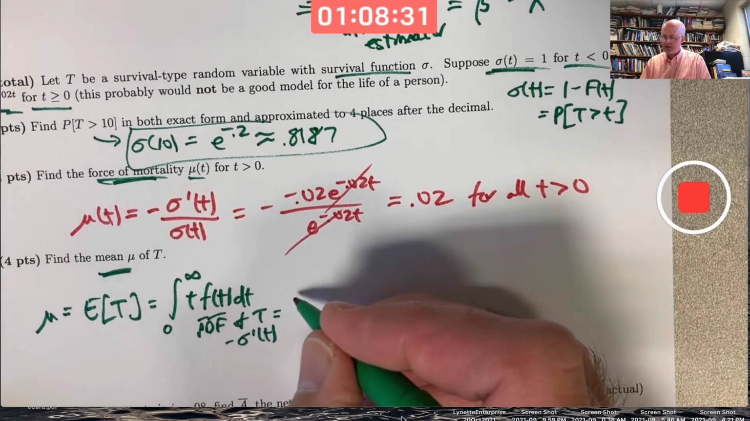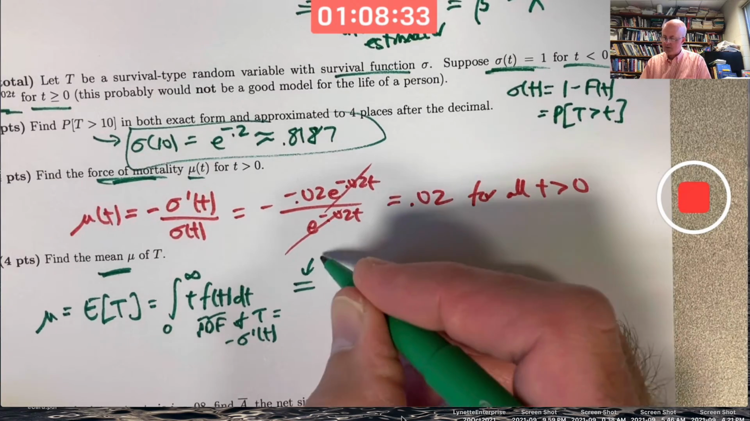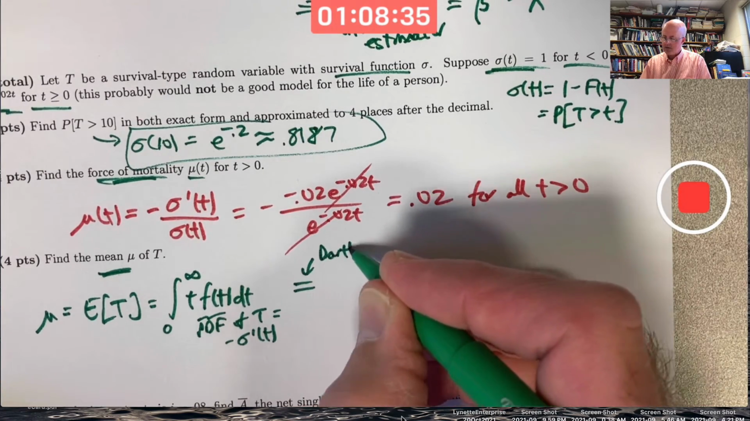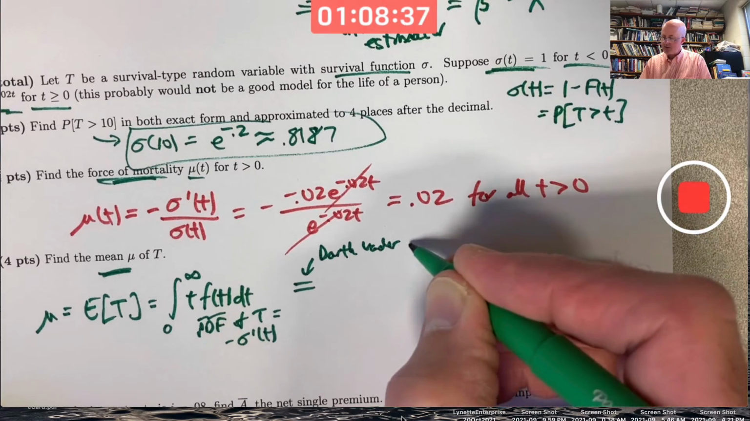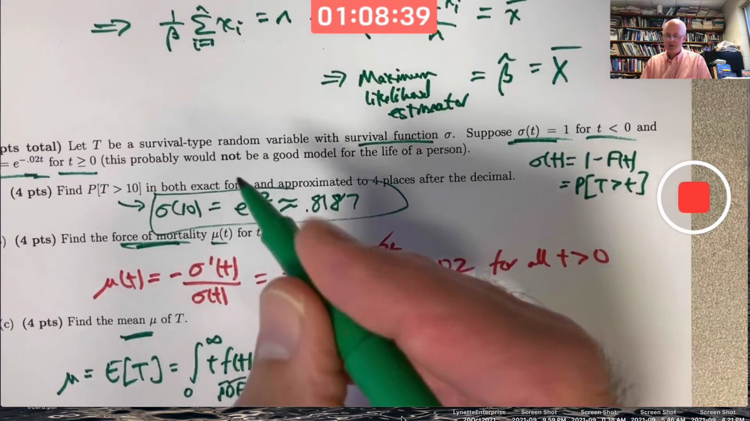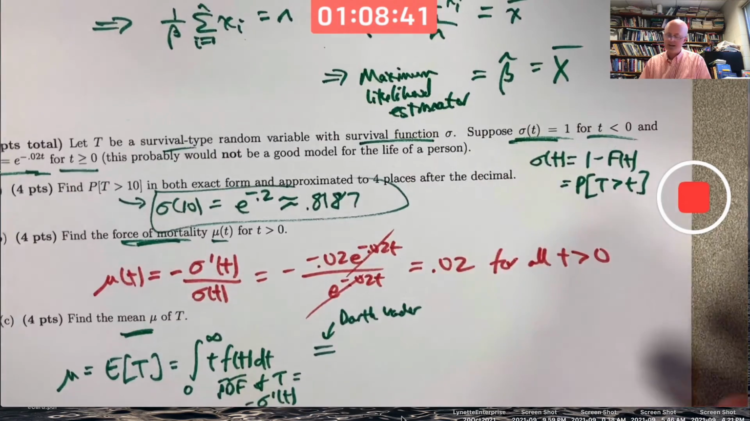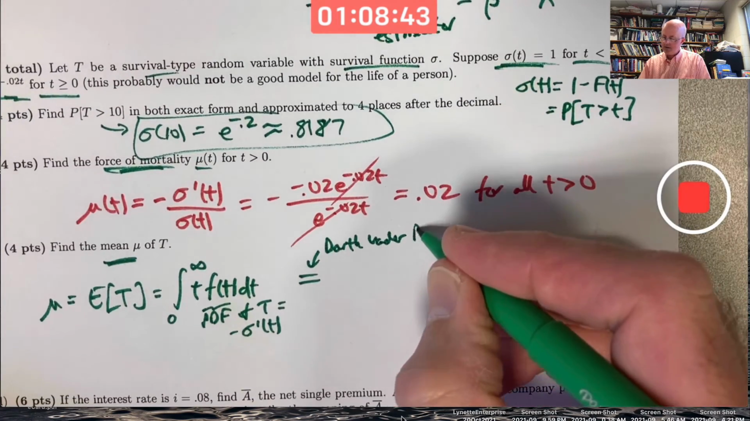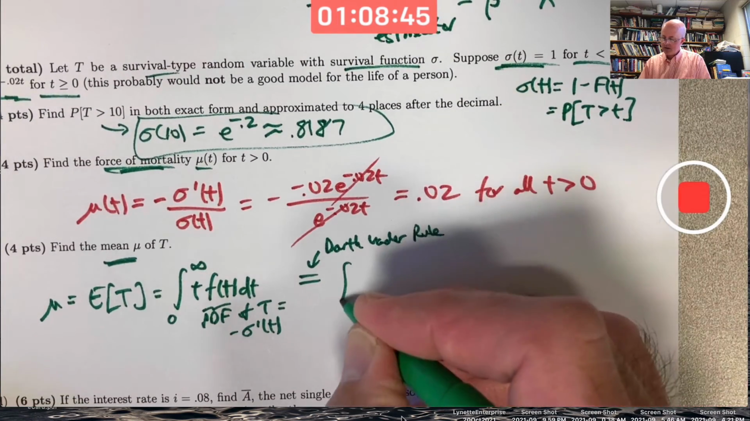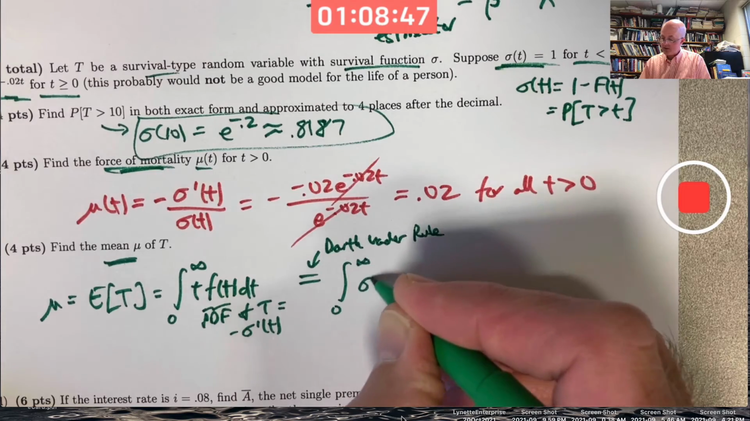But to do that integral, we'd have to use integration by parts. By the Darth Vader rule, this only works for survival type random variables that only take on non-negative values. Darth Vader rule, you'll get the same thing if you integrate the survival function.